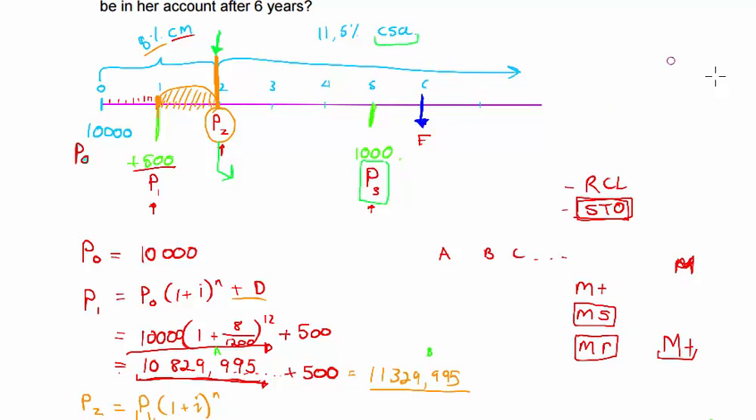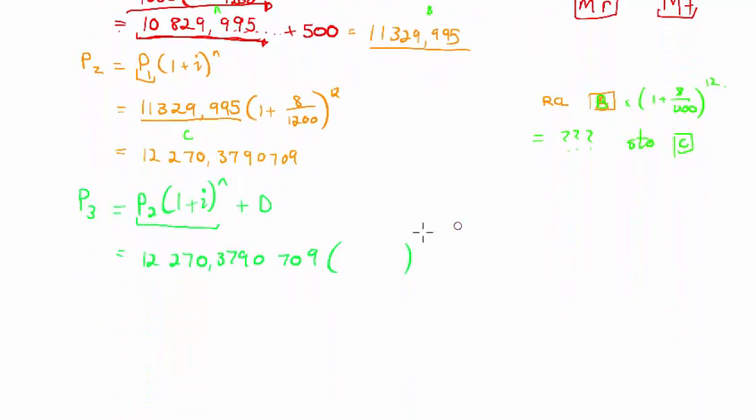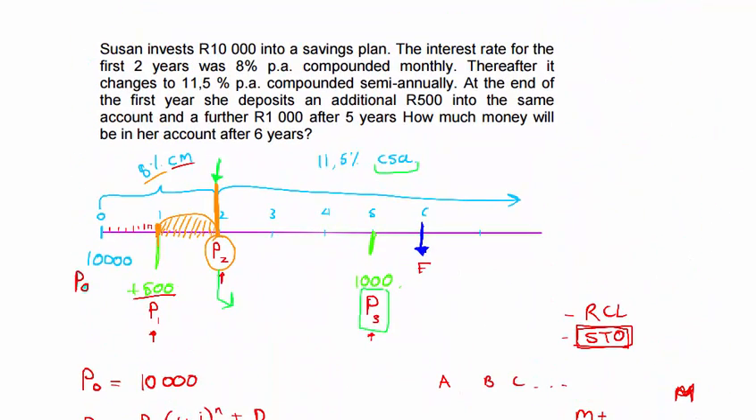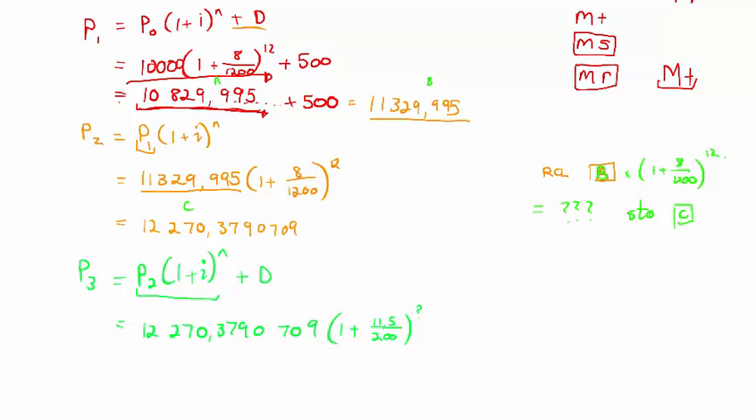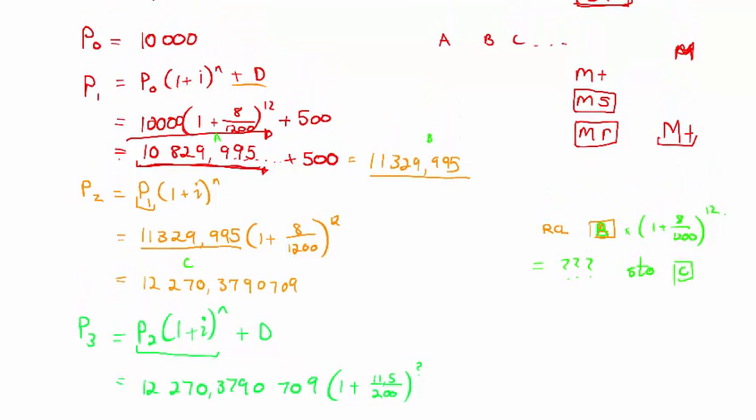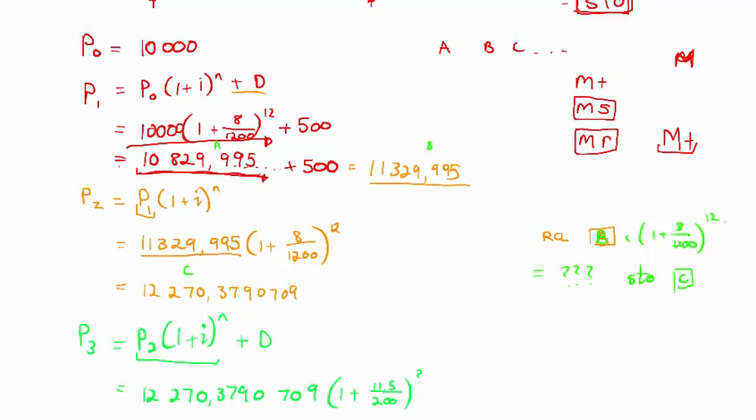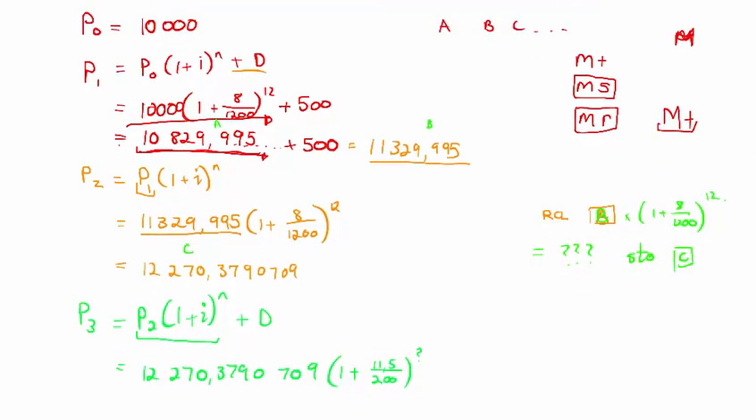Because it's compounded semi-annually. Well done. So it's 11.5% divided by 200. And then how many times is she getting interest? What does it mean? Semi means twice. Half. June and December, or whenever she started, 6 months later and 6 months later. Makes sense?